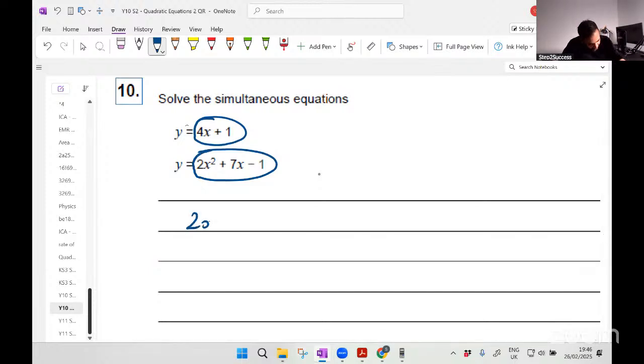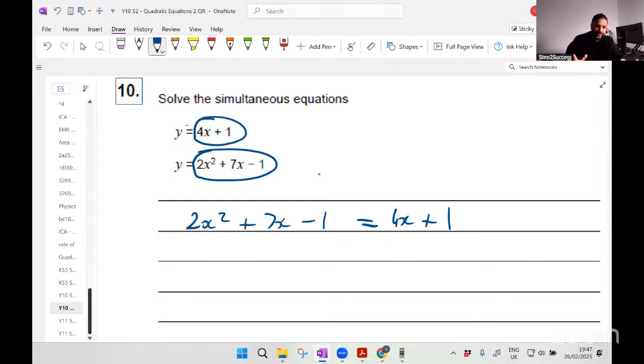So I'm going to write that down. I'm going to say that 2x squared plus 7x minus 1 is equal to, or exactly the same as, 4x plus 1. And so this now becomes a quadratic equation similar to the ones that you have been seeing.